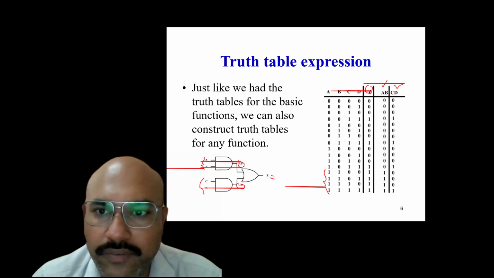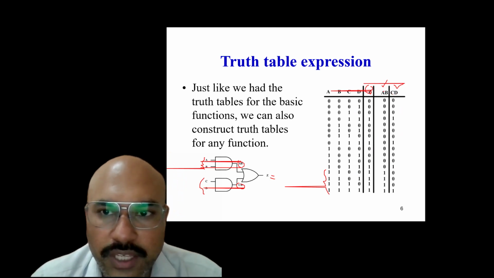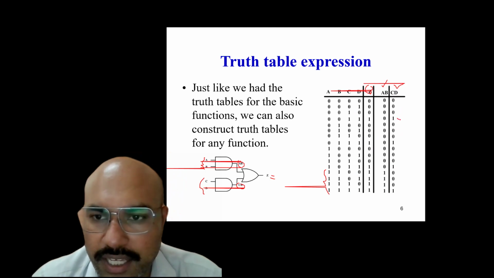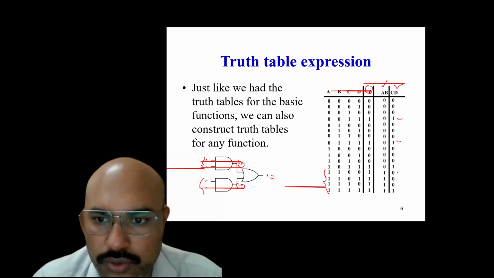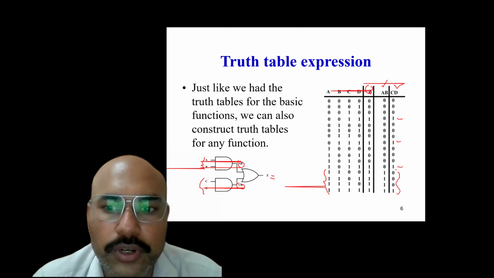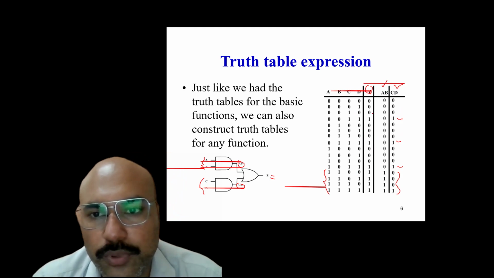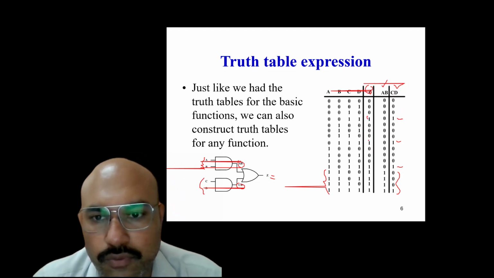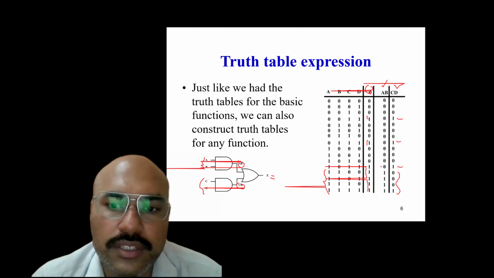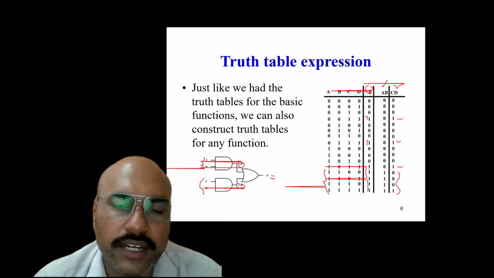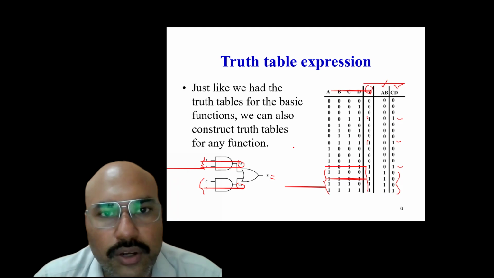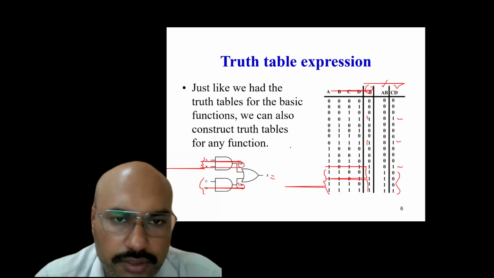Output Z will be 1 only when either AB or CD is 1. So here are the cases: this is case 1, this is case 2, this is case 3. In these four cases we have the output of either AB or CD as 1, so we get the output 1 in all of these cases: 1, 2, 3, 4, 5, 6, 7. So in these 7 instances our output Z is 1, because either AB is 1 or CD is 1.